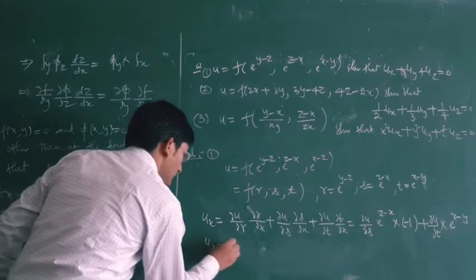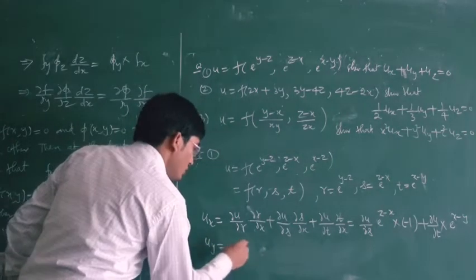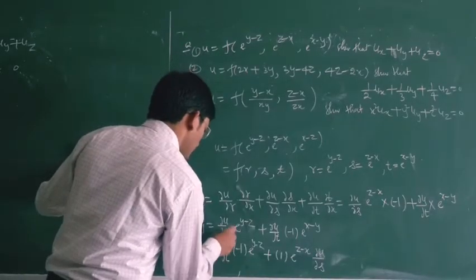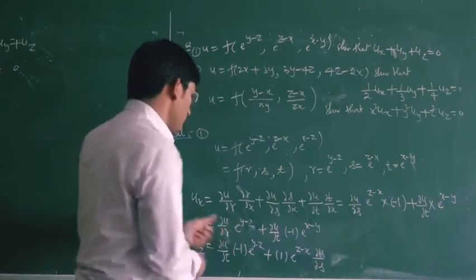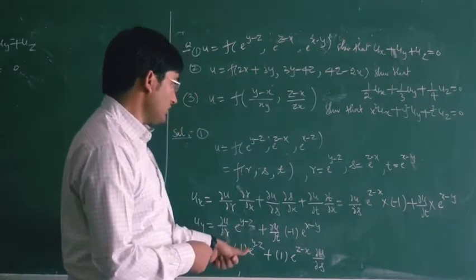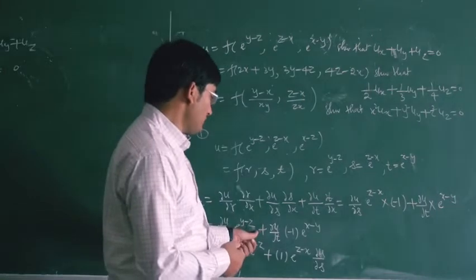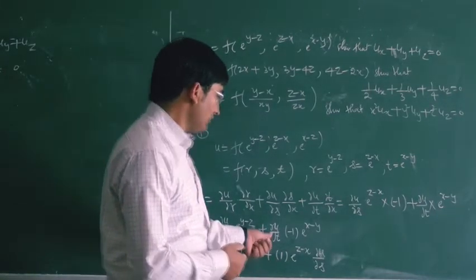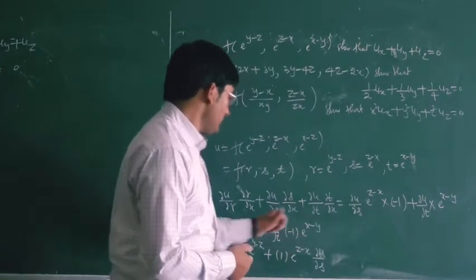Similarly our uy will be, so this is your del u upon del r, and your del r upon del y will be this one. Then we will have the second term as del u upon del s into del s upon del y, that will be 0. And then del u upon del t into del t upon del y is minus 1.